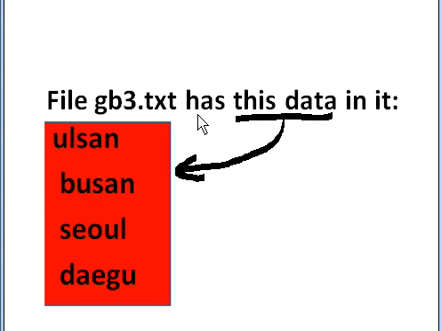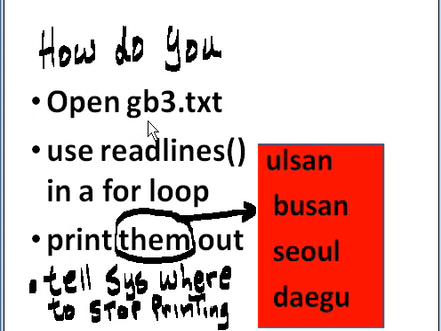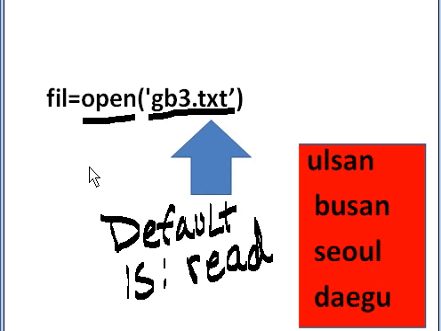File gb3.txt has this data in it: Ulsan, Busan, Seoul, and Daegu. How do you open gb3.txt? Use readlines in a for loop, and then print them out, and then tell the system where to stop printing. Okay, first one. file = open('gb3.txt'). Notice I didn't specify R, W, or A, so the default is read.